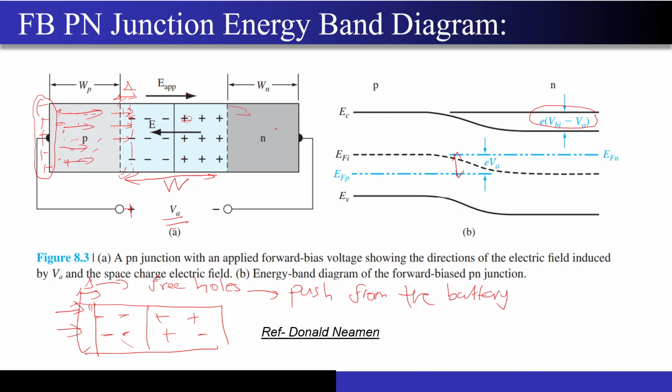So what do you mean? This depletion region has actually started to shrink, right? It got shrunk by the factor delta on the left side, and again it will shrink by some factor on the right side, right? So that's why you say your depletion region gets reduced when you apply a positive bias, right?